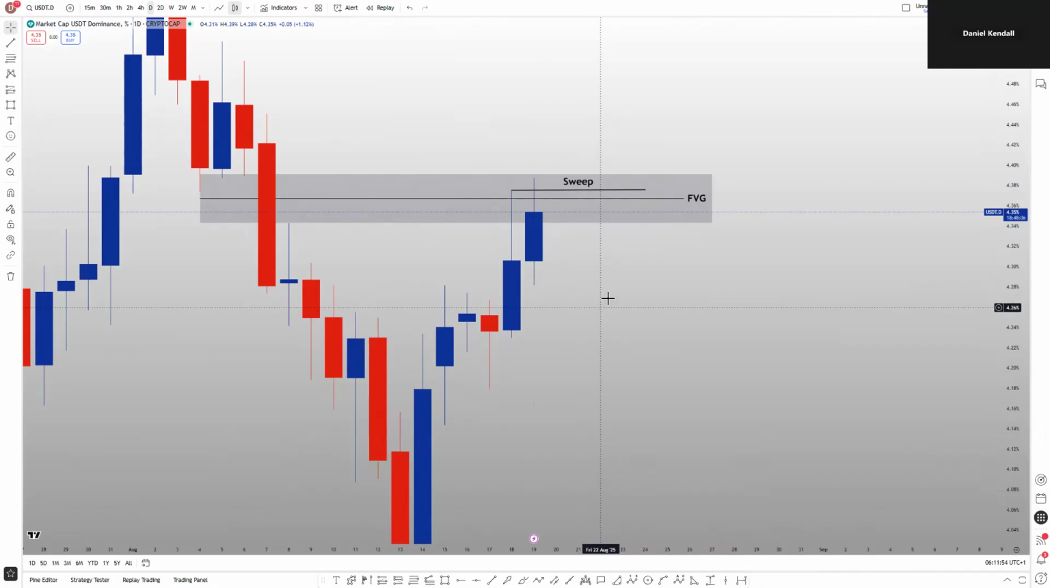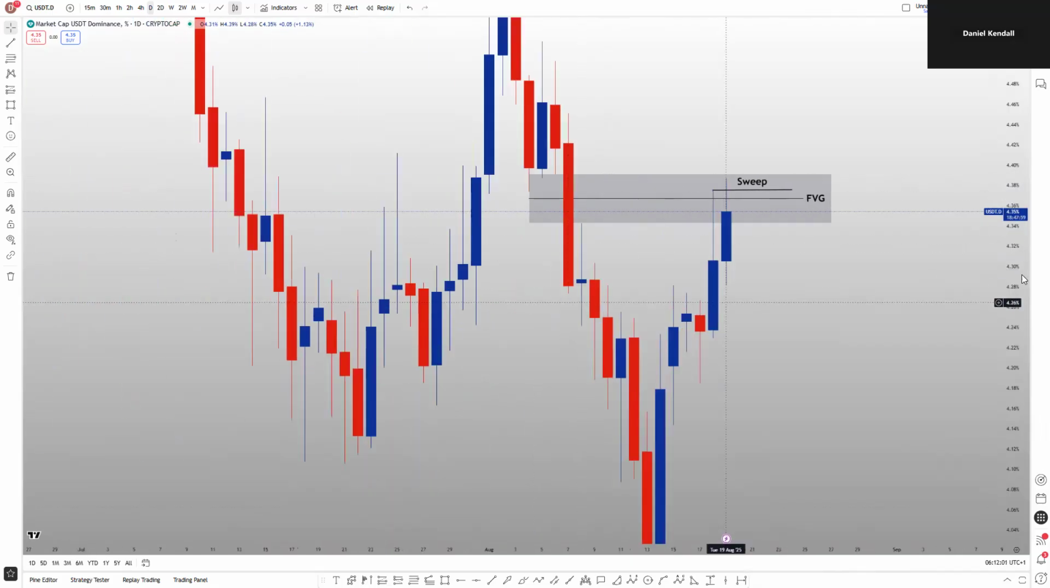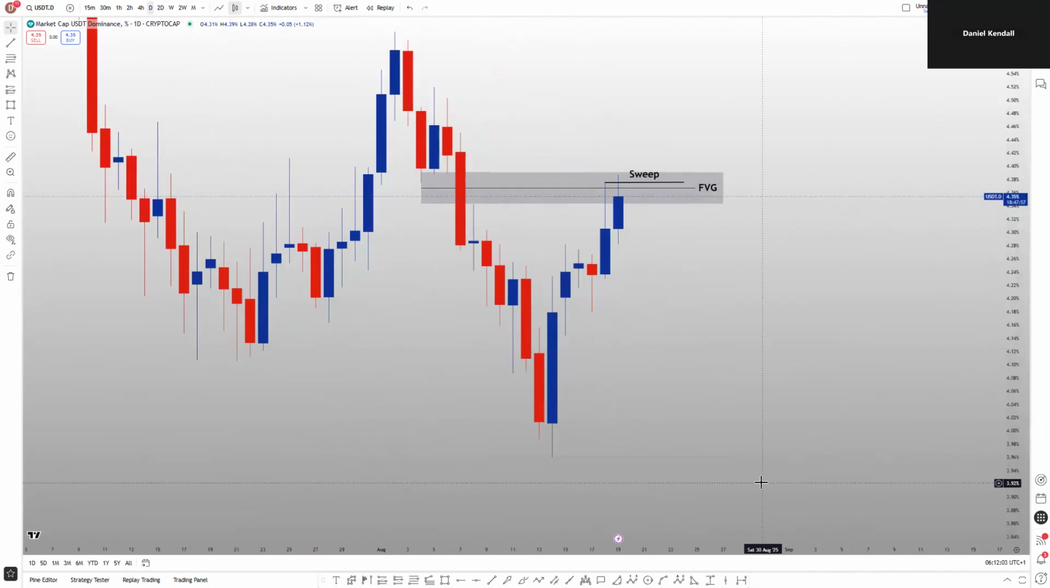probability chance of price reversing. All right. And as you can see, we sweep the previous day's high and we're starting to drop out of this fair value gap now, which means that we could potentially roll over here. So if that ends up happening, then the market will turn bullish for a bit, okay? Because if USDT goes down, the cryptos go up and vice versa. It's an inverse relationship, okay?